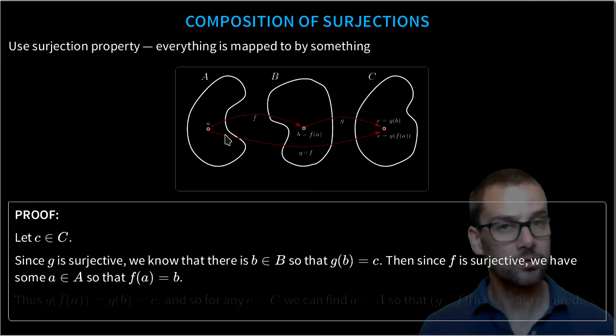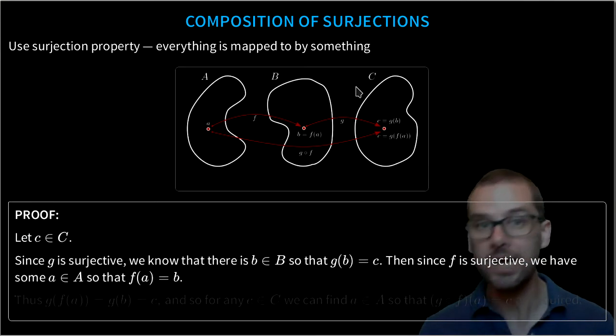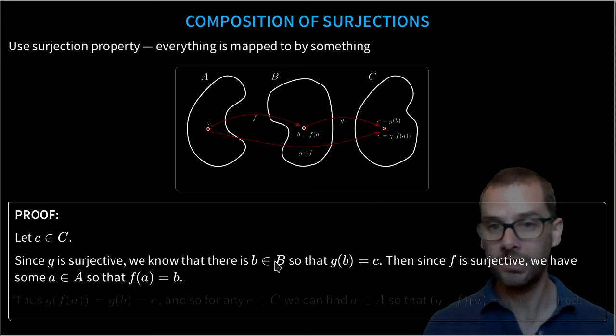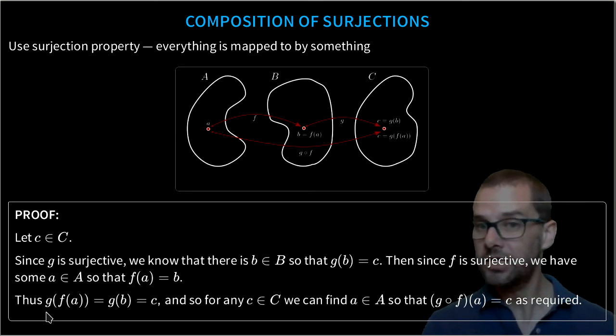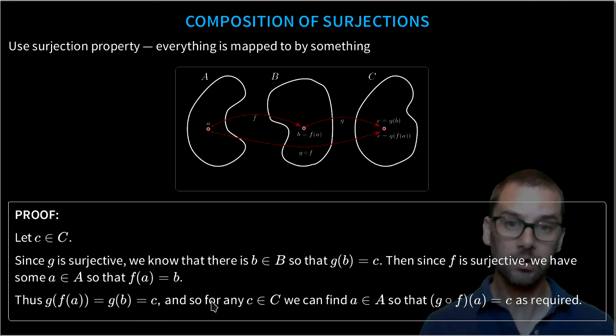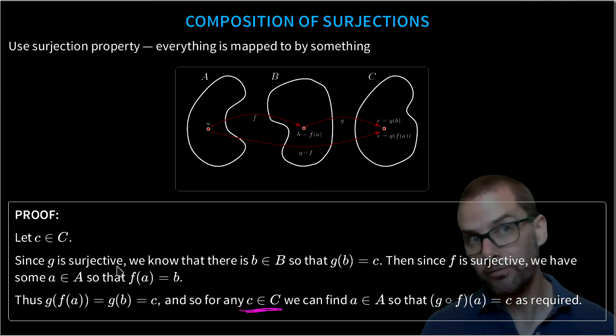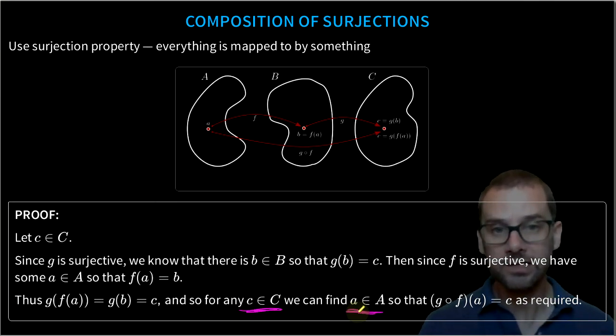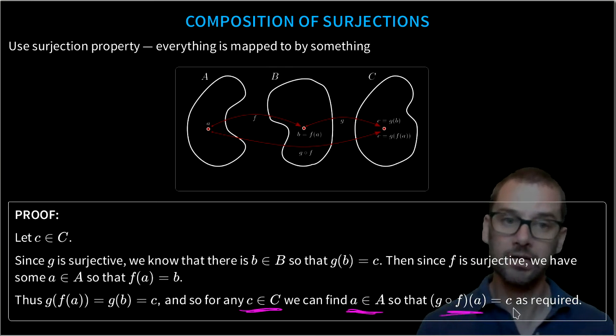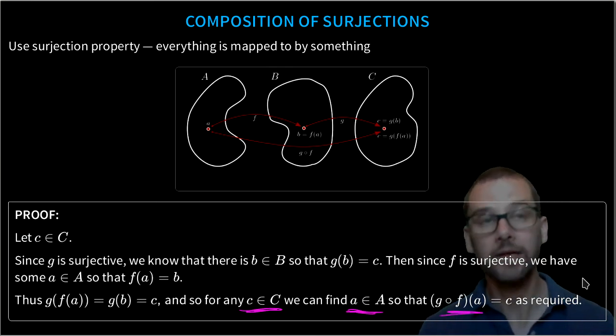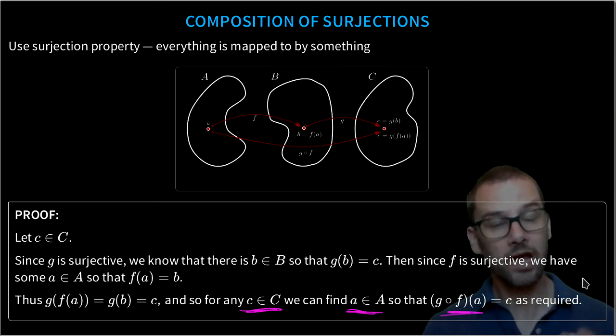Well, then we can just chain those things together to find a point in A that maps to that starting point in C. So in particular, g of f of a is g of b, which is equal to c. So for any c in C, we can repeat this little bit of reasoning to find something in A so that g of f of a is equal to c, as required in order for it to be surjective. So if f and g are surjective, so is their composition.